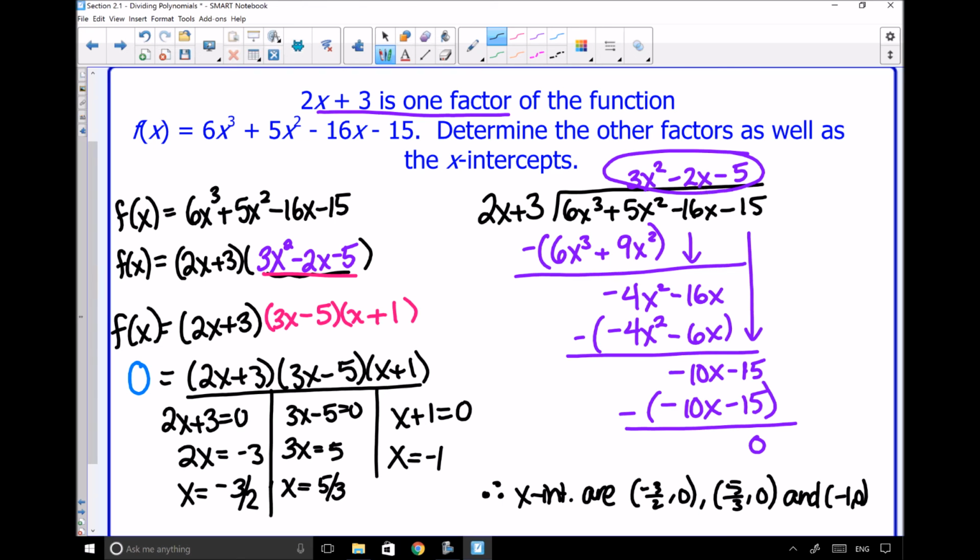I know this is a lot to take in, but this is really going to lay the groundwork for us for our polynomials unit. So make sure you really understand what we talked about. Thank you for sticking with me, and I will see you in class.